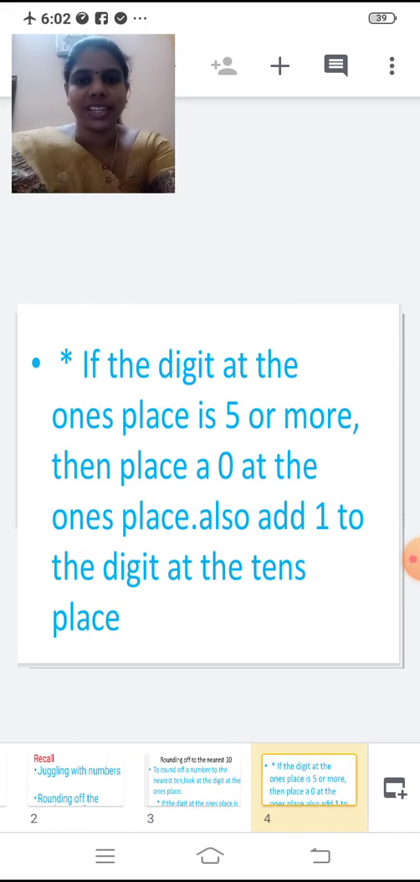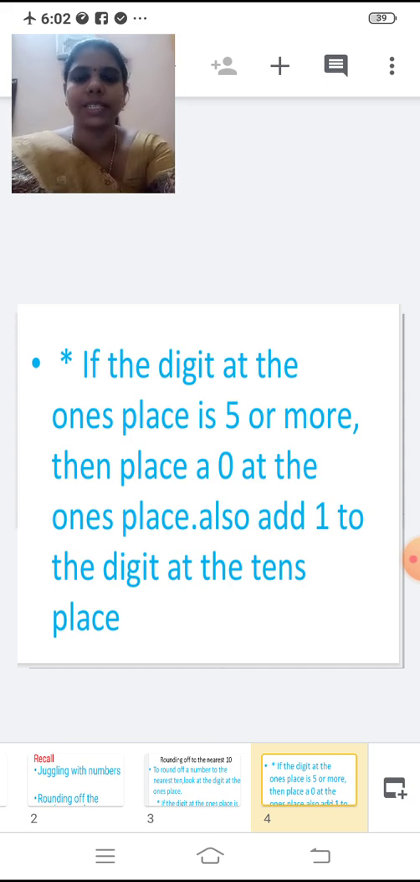And if the digit at the ones place is 5 or more, then what you have to do? Place 0 at the ones place and also add 1 to the digit at the tens place. If the ones place is 5 or more than 5, place 0 at the ones place and also add 1 to the digit at the tens place.